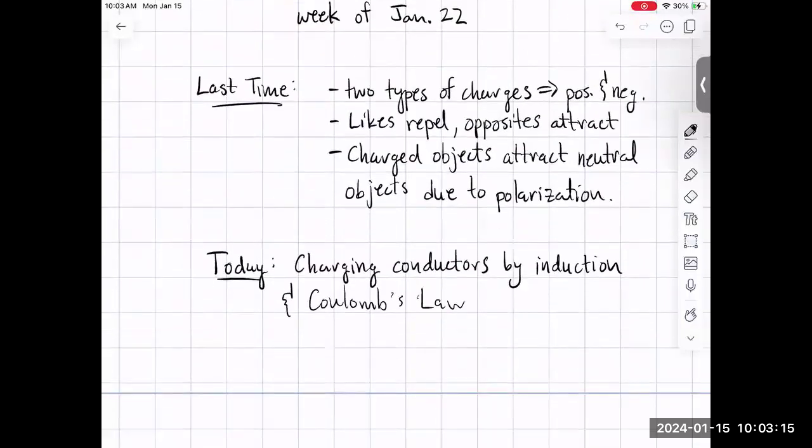So what I want to do today is talk about another way that we can charge objects. In particular, this method will work for conductors. It's called charging by induction, and what's unique about it is that we can charge objects without physically contacting them. So far, if we wanted to charge an object, we would use friction. We rub a balloon on our hair, and we transfer electrons from our hair to the balloon. That requires physical contact. We're going to come up with a method that doesn't require any contact. Then we'll talk more quantitatively about how charged objects interact with one another. Coulomb's law will describe the forces between charged objects.